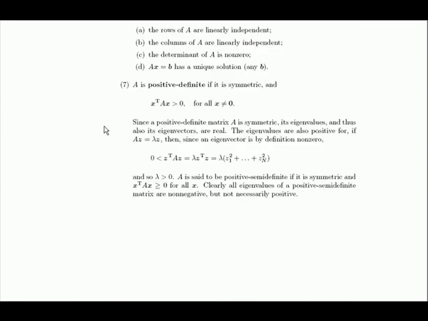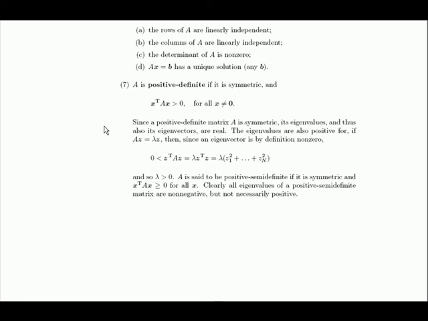A positive definite matrix, a definition we'll encounter frequently in this book, is a symmetric matrix, all of whose eigenvalues are positive. Remember, for a symmetric matrix, the eigenvalues are guaranteed to be real. If they're also all positive, then it's a positive definite matrix.